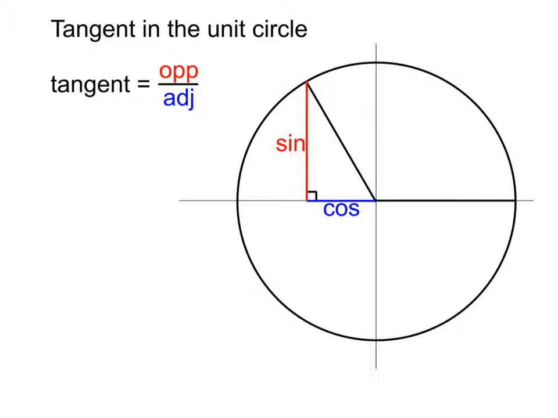which notice then leads us to something. Because if tangent equals opposite over adjacent, and these are what the opposite and adjacent are, then I know that tangent also equals sine over cosine. And this is actually a definition that we can use in general going forward. So make note of that: tangent equals sine over cosine.